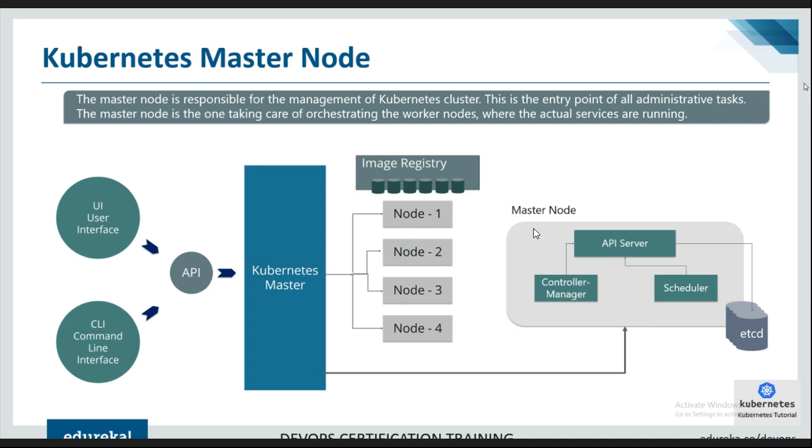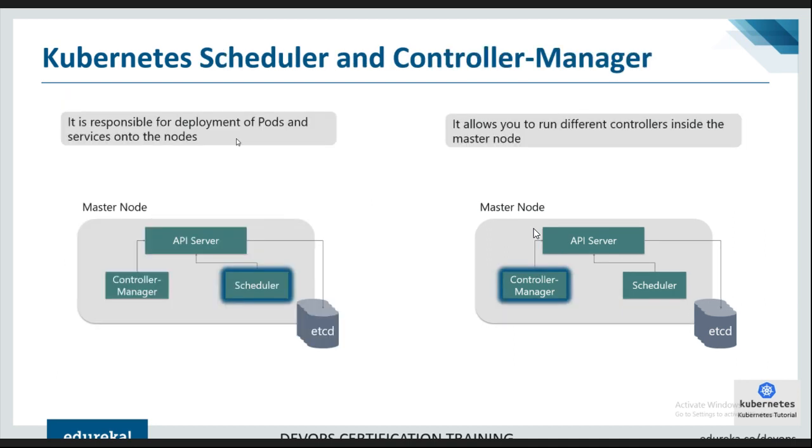And as we know, the scheduler here is basically responsible for deployment of pods and services onto the nodes here. Suppose we don't want to deploy this as of now, we want to schedule this for a later period of time, or we want it to be deployed at a specific time, then we can use the scheduler for it, right? And then we have the controller manager. It simply allows us to run different controllers inside the same master node here. That is the main job of the controller manager out here.